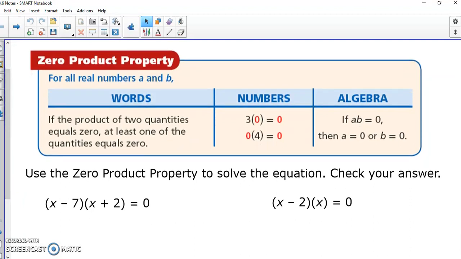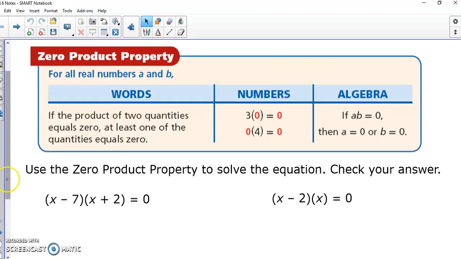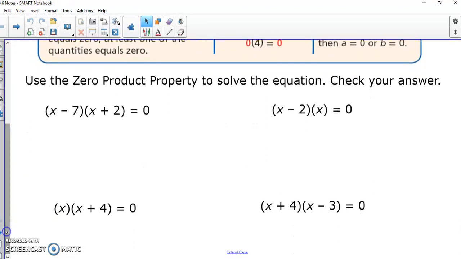The first thing we need to know is the zero product property, and this just tells us that if we have two quantities and they are multiplied to equal 0, then at least one of them has to be equal to 0. So this is our first step in solving these quadratic equations.